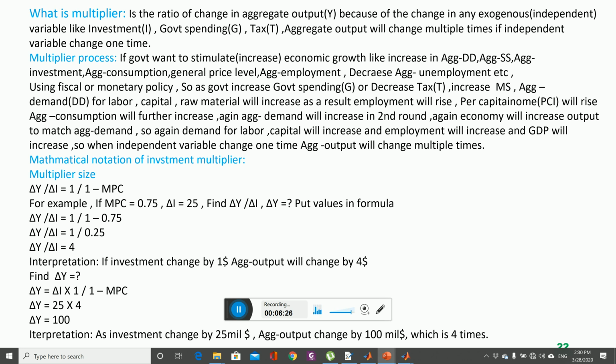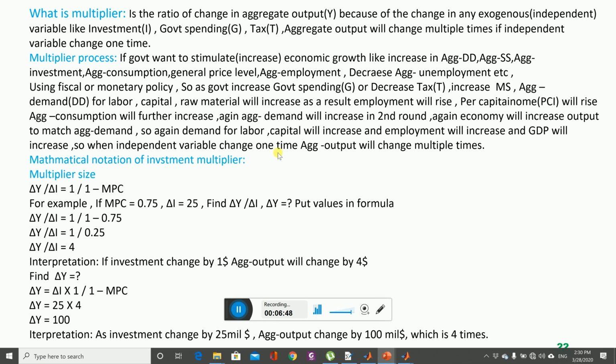This process will continue, and we will take the economy from a lower GDP to an upper GDP. That is why we are saying that if one time a macroeconomic independent variable changes, like investment, government spending, or taxes, then multiple times GDP will change. This is called the multiplier process.